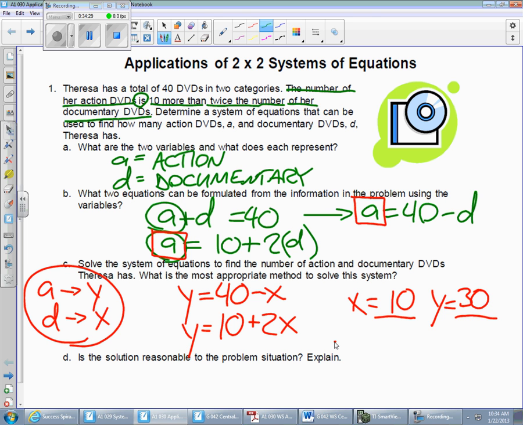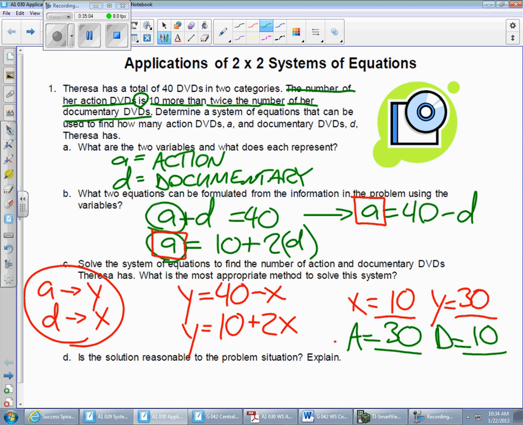Well, let's see what we have here. Action. How many action DVDs does she have? Action was the variable that got changed off with y. So she's got 30 of them. How many documentary DVDs does she have? D is the variable that got changed out for the x, and we just figured out that our x was going to be 10. That is the answer to those two questions. Took us a little longer to get to it, but once you get in the habit of it, it won't take that long.